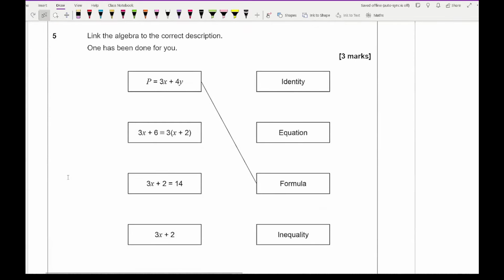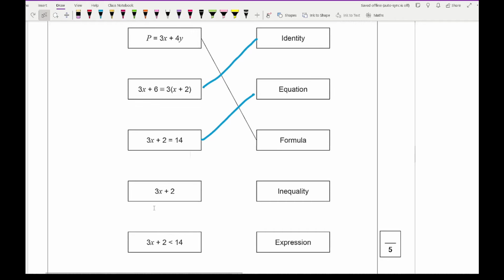Then moving on to question 5, again another matchup one, which says link the algebra to the correct description. So again, looking at number 2, the first one's been done for us. So looking at the next one, we can see we've actually got a triple equal sign. So that there is going to be an identity straight away. Anything with that triple equal sign is always going to be an identity. Then for the third one, you can see we've got one letter and an equal sign. So that's going to be an equation. And the next one, we haven't got an equal sign. So that is going to be an expression, which is at the bottom there.